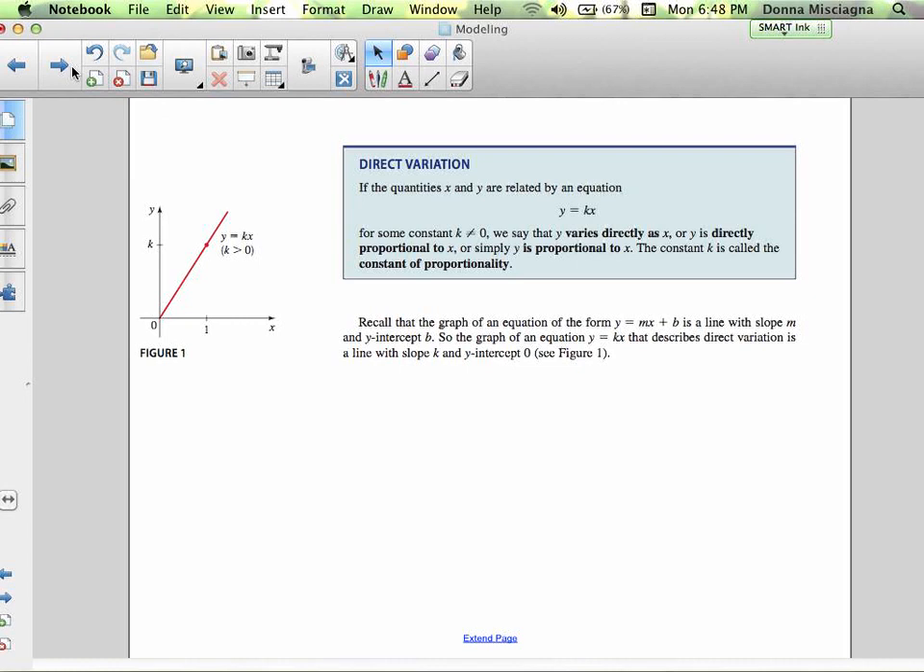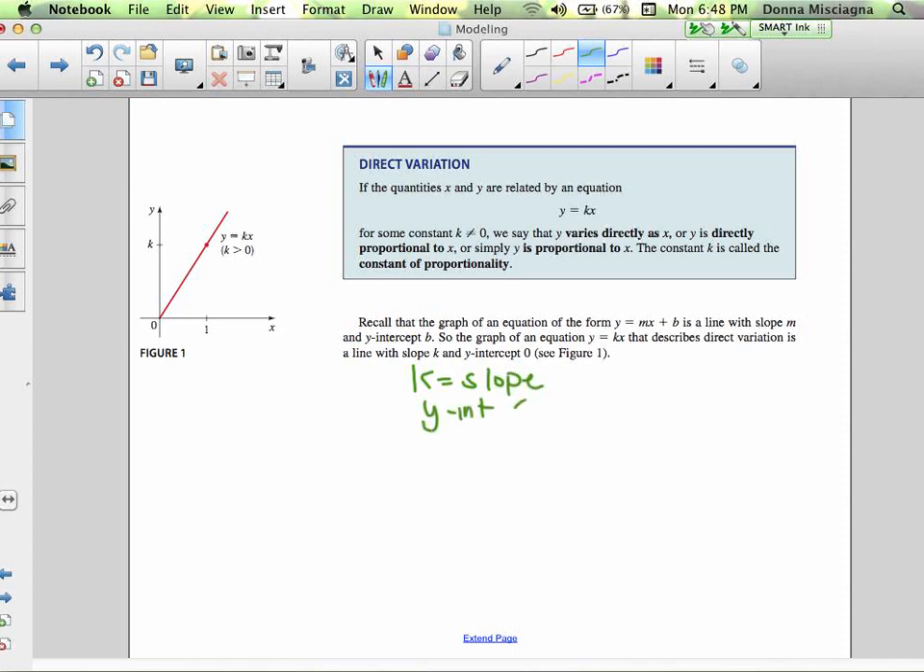And I hope you realize that this is basically a linear equation, where k is the slope, and our y-intercept is the origin, 0, 0.